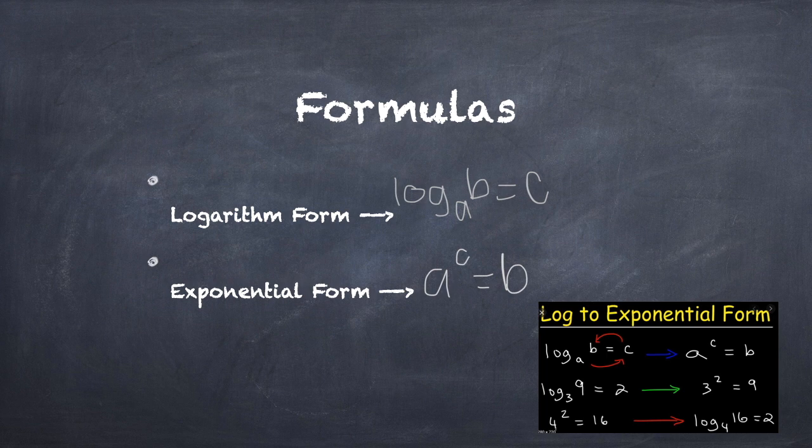Formulas. The first formula is logarithm form, which is log base a of b equals c. The second formula is exponential form, which is a raised to the power of c equals b. In the corner, you would see how it goes from logarithm to exponential, and an example in the middle, and then another example going from exponential form to logarithm.